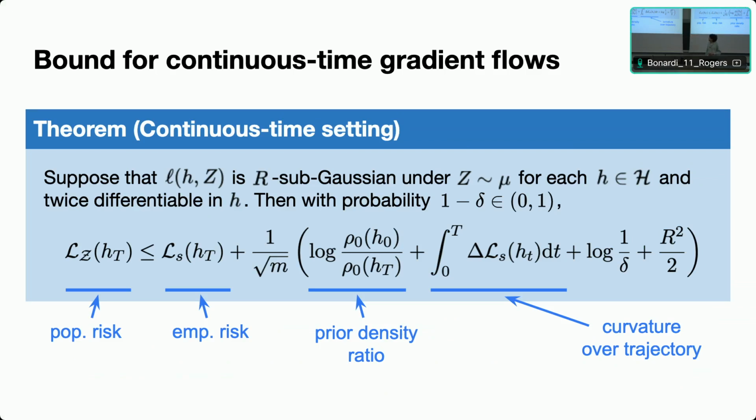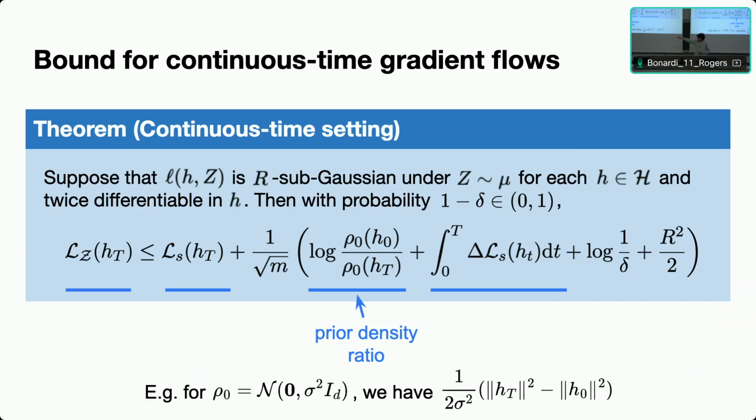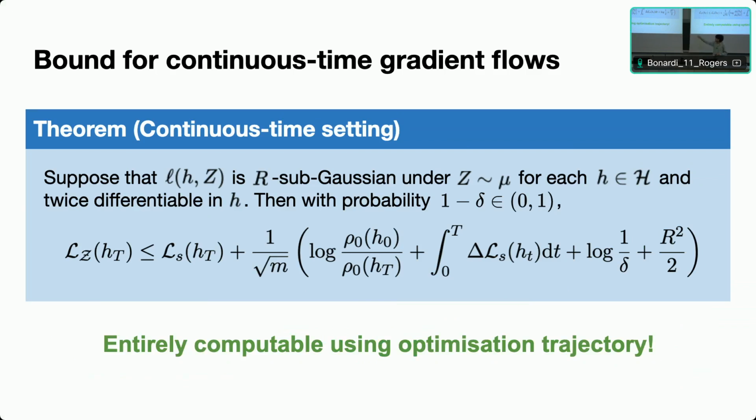And then this second term here is just a ratio based on the initialization distribution. So for example, if we use a Gaussian initialization, it's just the difference in the norms. Yeah, so what we've effectively done here is obtained a bound that's entirely computable using the optimization trajectory. No integration required outside of over the trajectory.